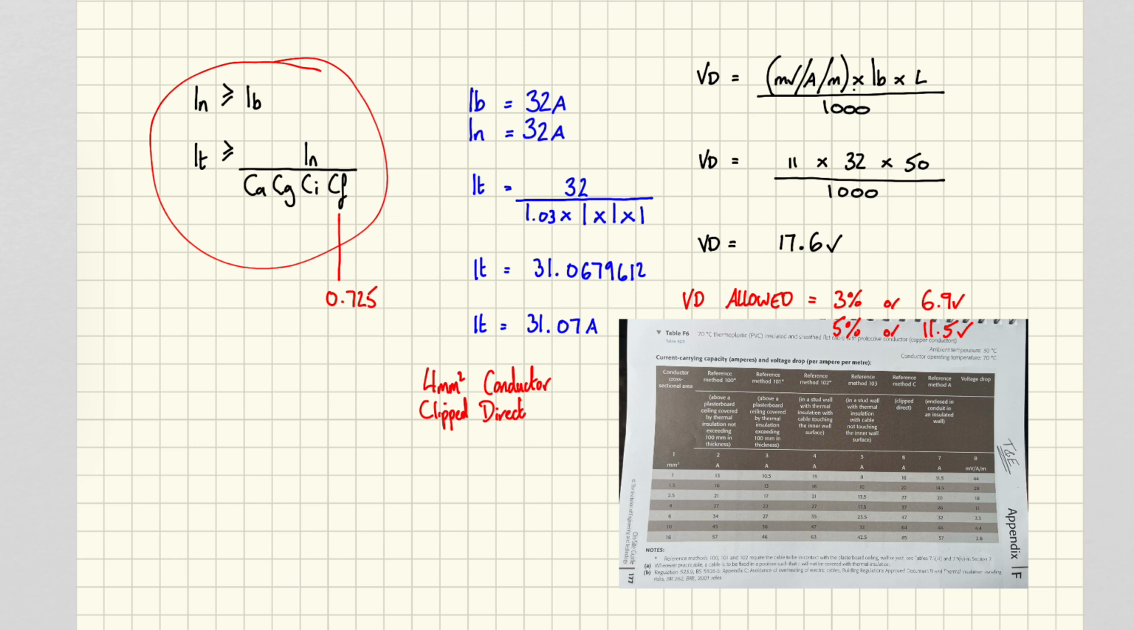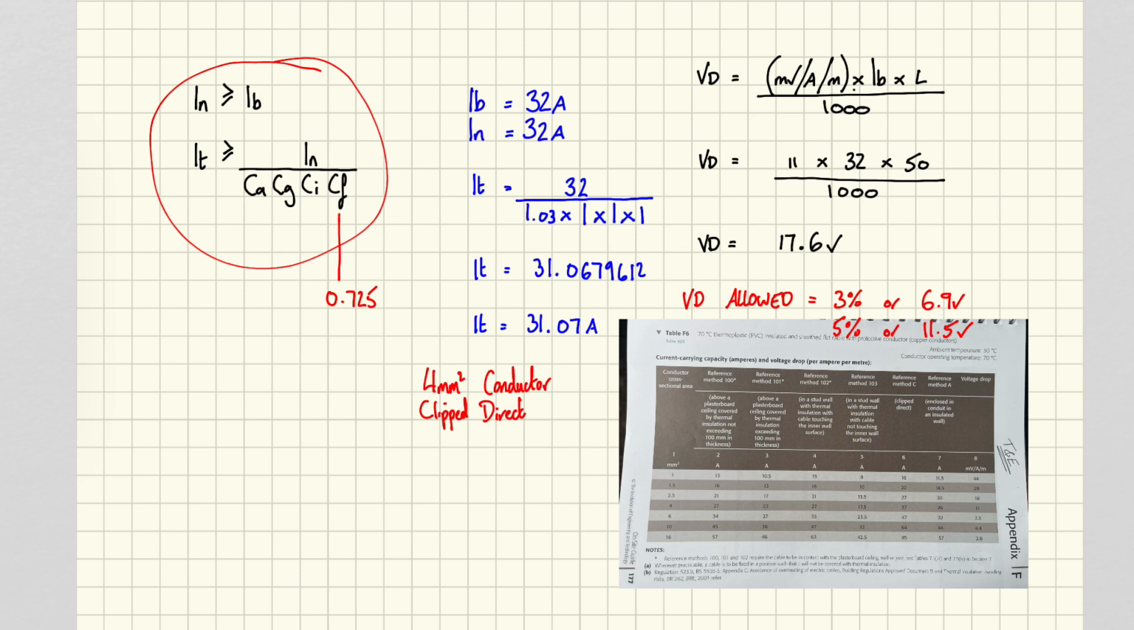Now, if it's a lighting circuit, our maximum allowance is 3% or 6.9 volts. For any other type of circuit, such as a socket circuit, it's 5% or 11.5 volts. So that means that although 4 mil cable can carry the 32 amps of current based on a reference method of C and using our derating factors and all that type of stuff, it fails based on voltage drop. This voltage drop is too high. So how do we remedy that?